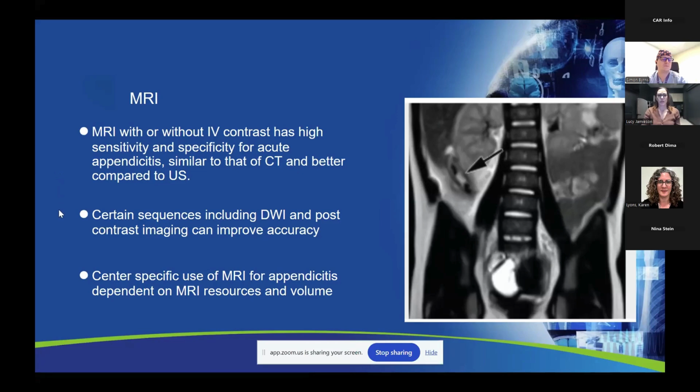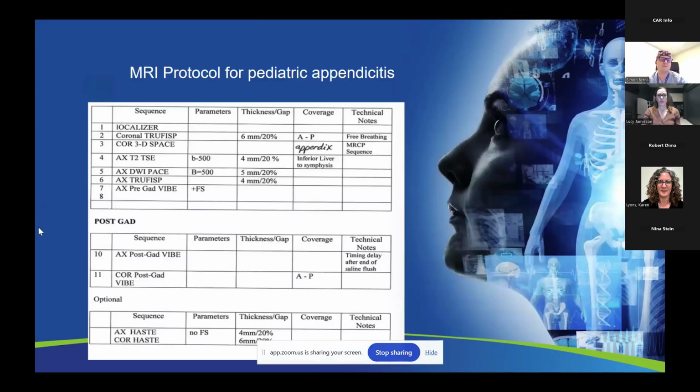We can use certain sequences, including diffusion and contrast, to improve the accuracy. And then there are several studies that show you actually don't need contrast. And things like diffusion and other sequences can help improve accuracy without giving contrast. And it's very center specific in terms of when MRI is used for appendicitis, largely due to MRI resources and volume. This was our MRI protocol when we were doing the occasional pediatric appendicitis MRI.